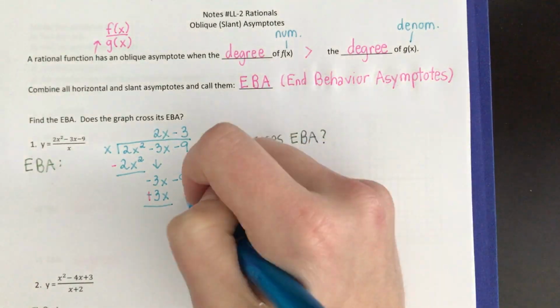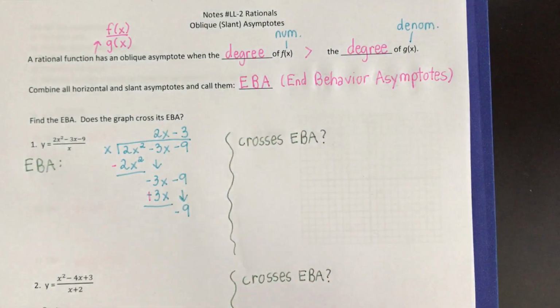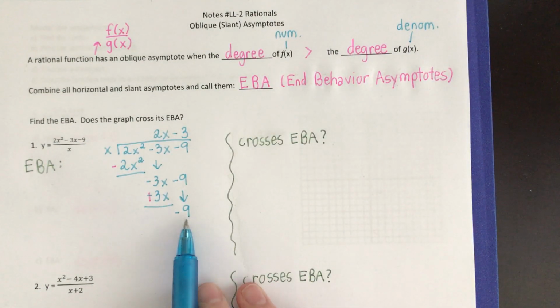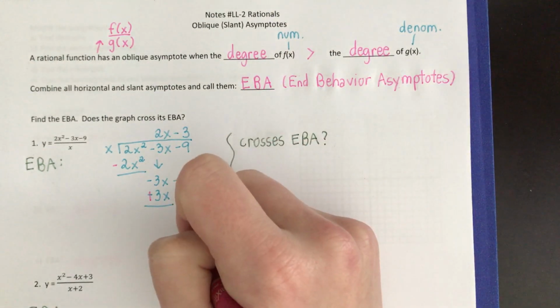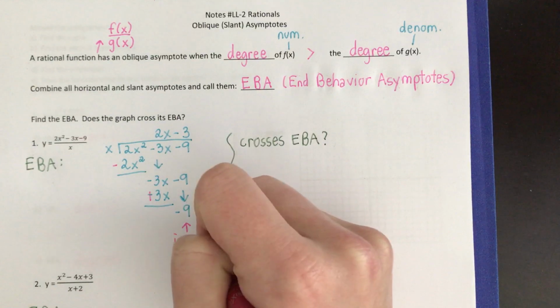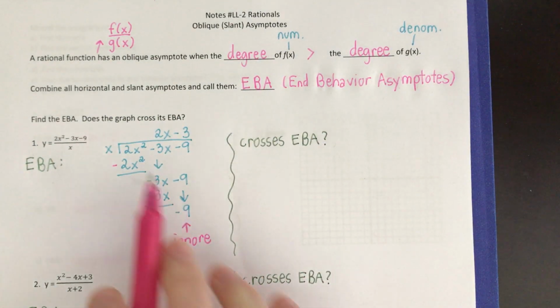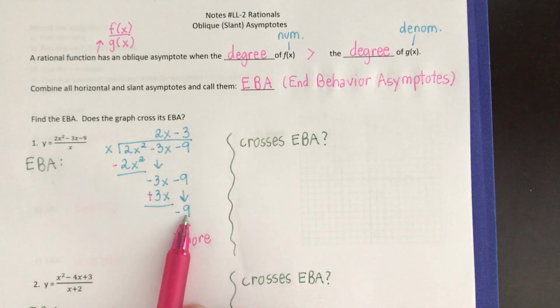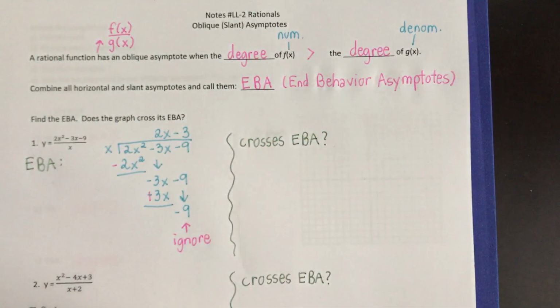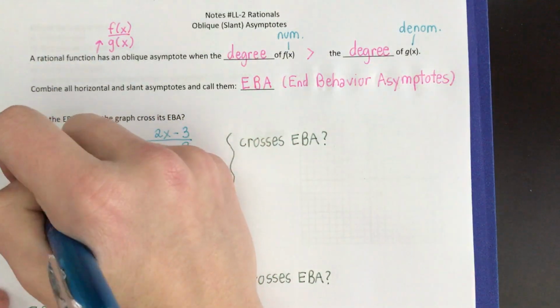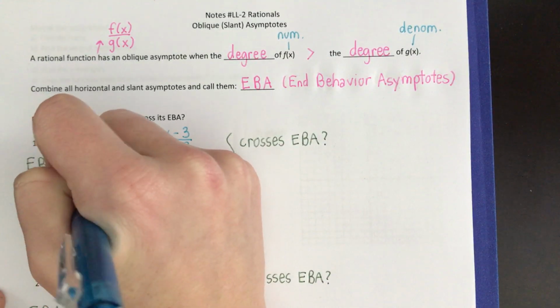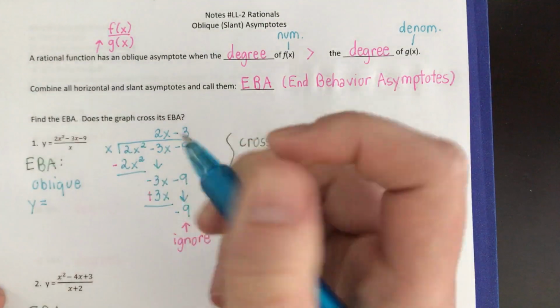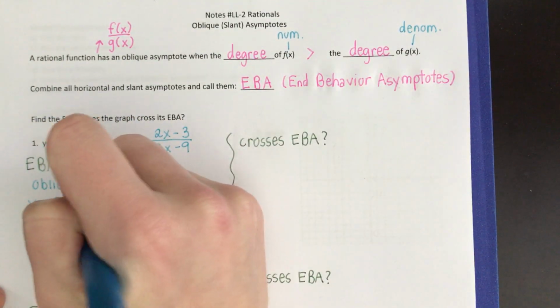So then you would have 0, of course, so drag down the negative 9, but you are going to ignore this. This is the remainder. You ignore the remainder. You can't divide negative 9 by x to where you can put something up here. So you're not going to be able to divide. Negative 9 would be the remainder. So you ignore that, and your oblique asymptote is y equals 2x minus 3.